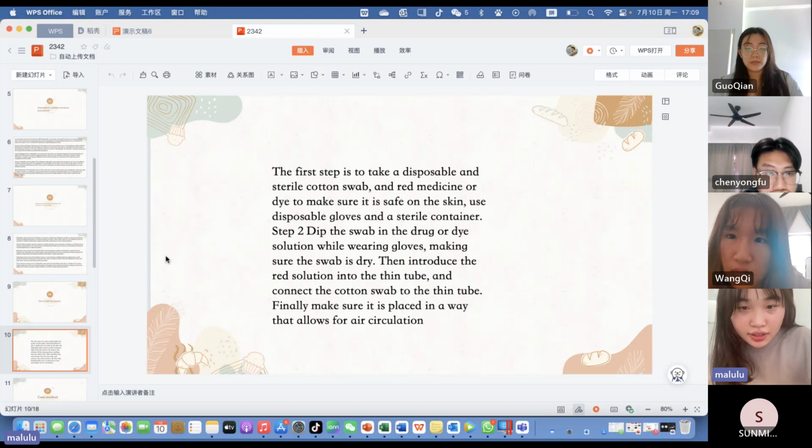Step 2. Dip the swab in the drug or dye solution while wearing gloves, making sure the swab is dry. Then introduce the right solution into the thin tube and connect the cotton swab to the thin tube. Finally, make sure it is placed in a way that allows for air circulation.